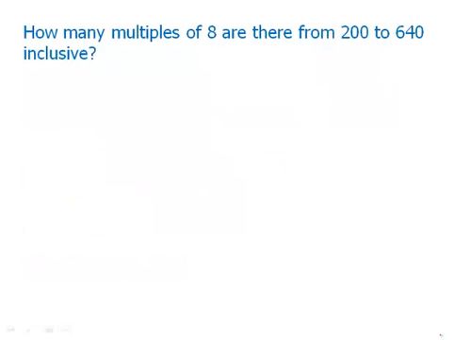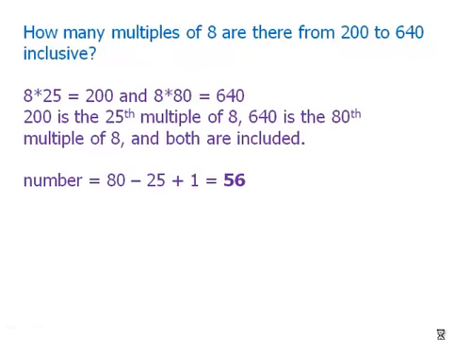Here's another one. Pause the video and then we'll talk about this. Okay, how many multiples of 8 are there from 200 to 640 inclusive? Well, 8 goes into 200 25 times, 8 goes into 640 80 times, so it's really like counting the integers from 25 to 80. And both of those are included, so we're just going to do 80 minus 25 plus 1, which is 56. And that's how many multiples of 8 there are, starting at 200 and going all the way up to 640.